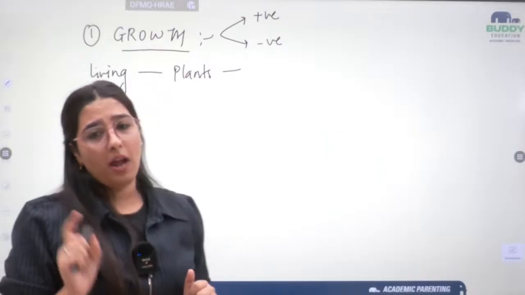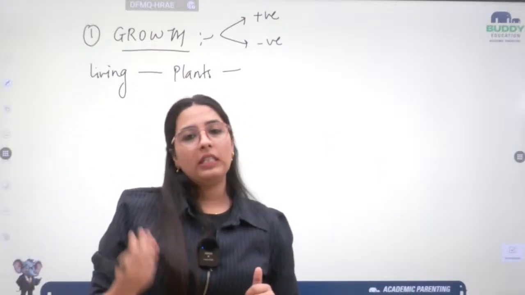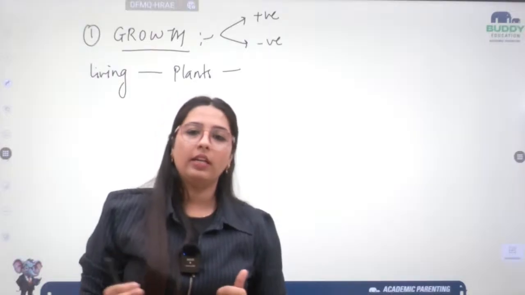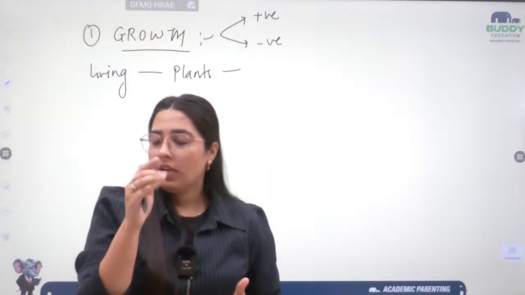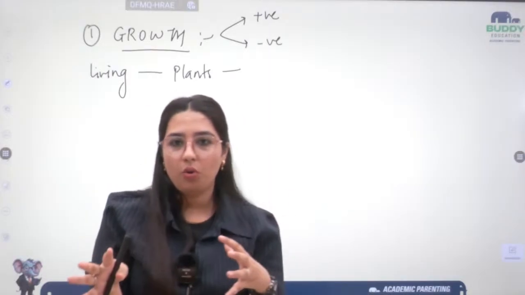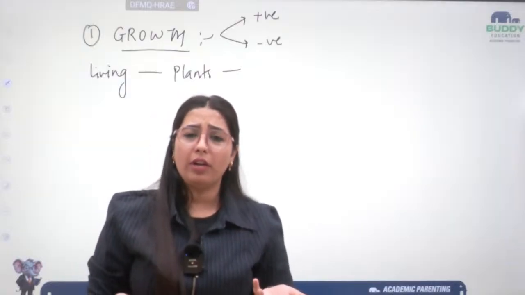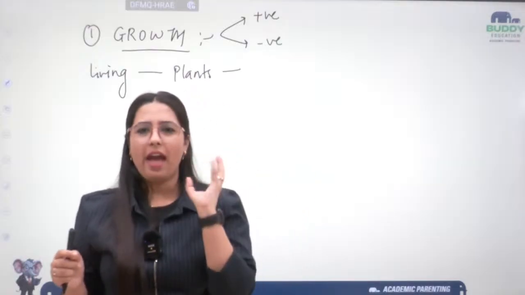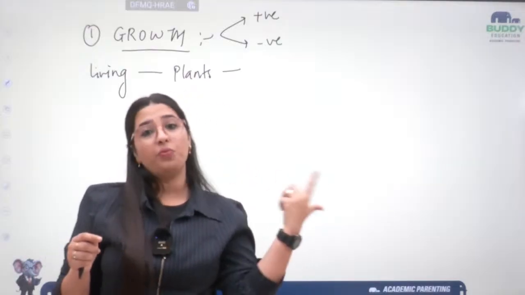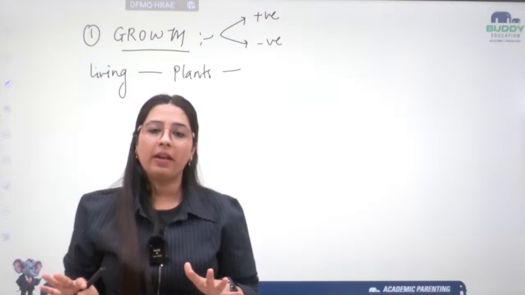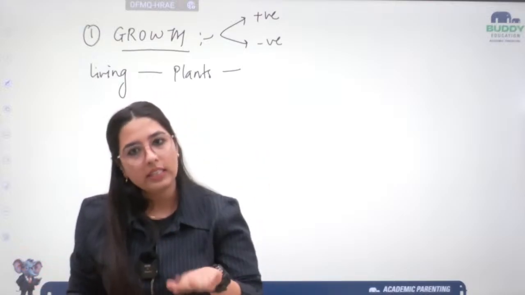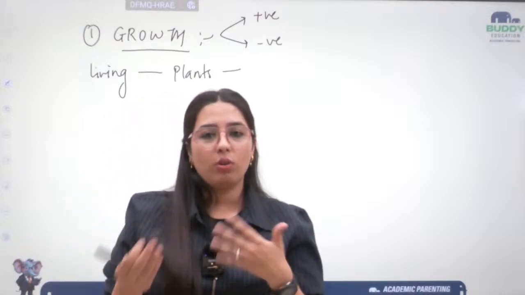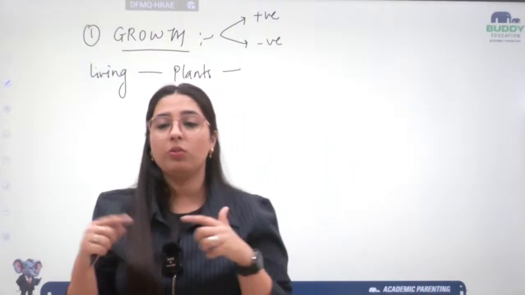So if I talk about plants, students, in plants we can see growth in both senses, the positive and the negative. Because if this season is over, then the plants start deteriorating. Last year I had a mango tree with 150 mangoes and this year only 100 mangoes. So what is that? That is a decrease in growth. Plants have both negative and positive growth.